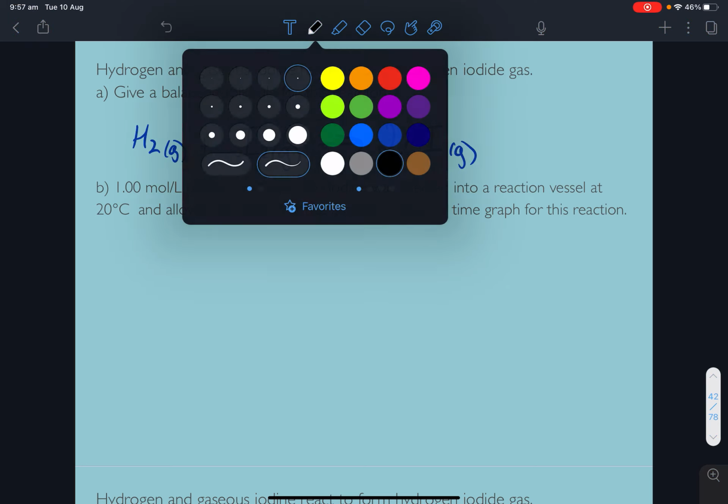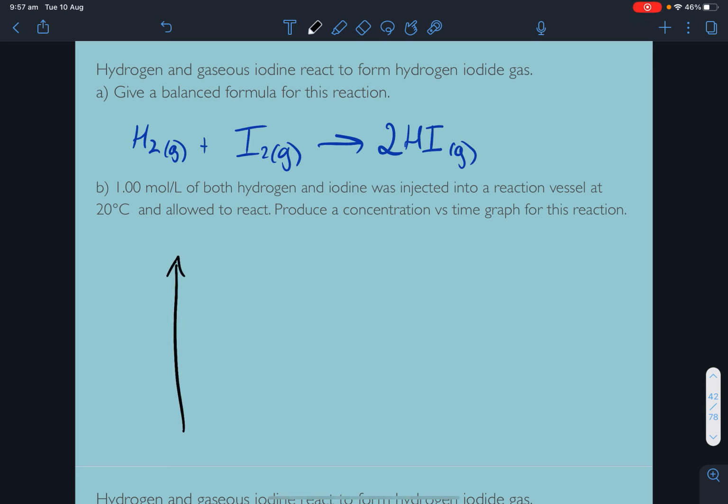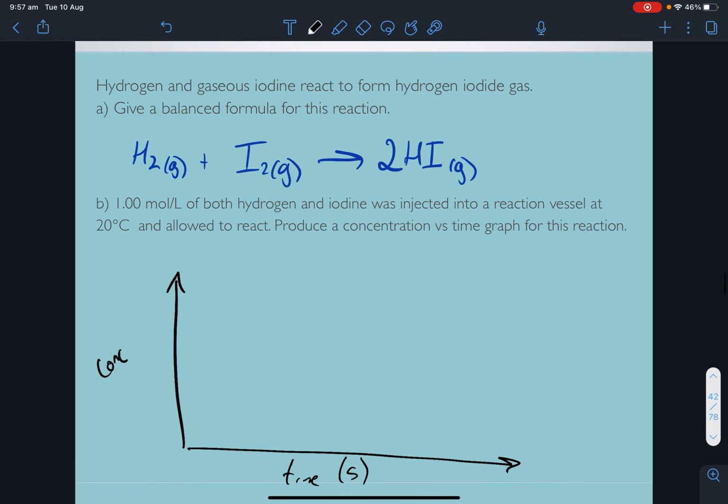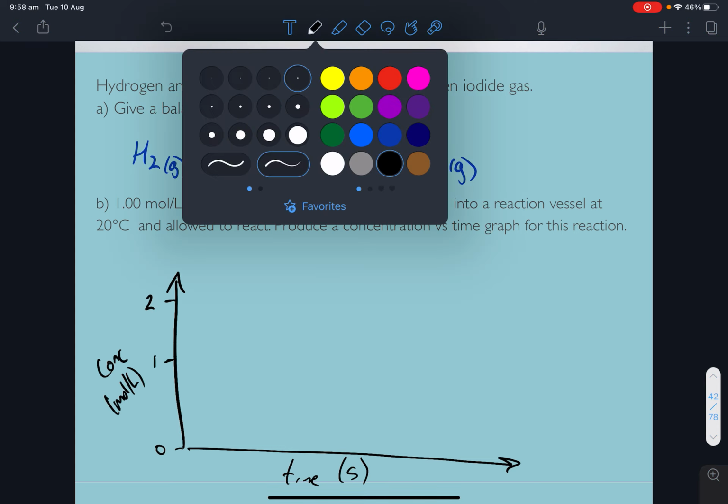I'm going to do concentration, time. Let's do it in seconds. We don't know how fast it is, we're making it up. But our concentration we'll do in moles per litre. I'm going to put 1 down here, 2 moles per litre, 0. I'm a bit cheaty, I know what's going to happen.